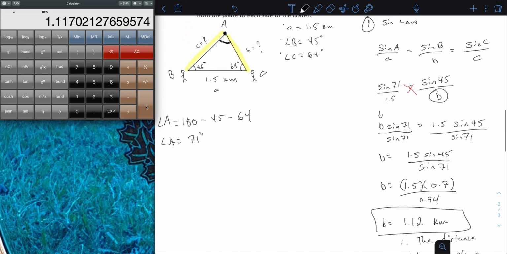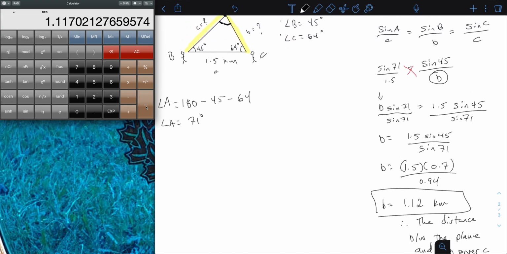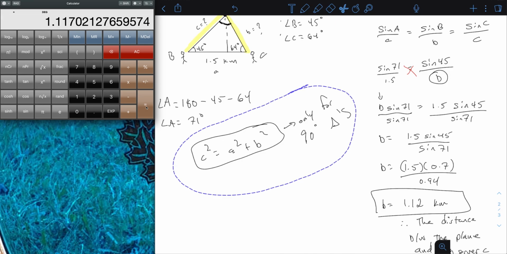And now some of you might say, okay, well, now this is great. Now I can use c squared equals a squared plus b squared to get the other one. Okay, you can't do that, because there's no 90-degree angle here. Remember, this is only for 90-degree triangles. So we can't use that. What you're stuck doing is just sine law again.